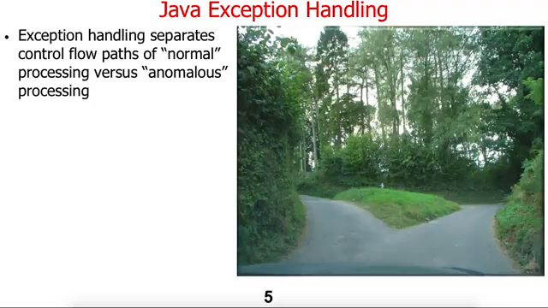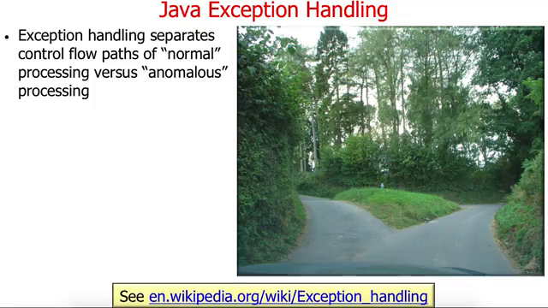To provide a nicely structured way of dealing with these types of problems, Java provides an exception handling mechanism that enables the logic of an app to differ in a structured way, so the control flow paths of normal app execution are clearly and cleanly separated from the control flow paths of anomalous app execution.